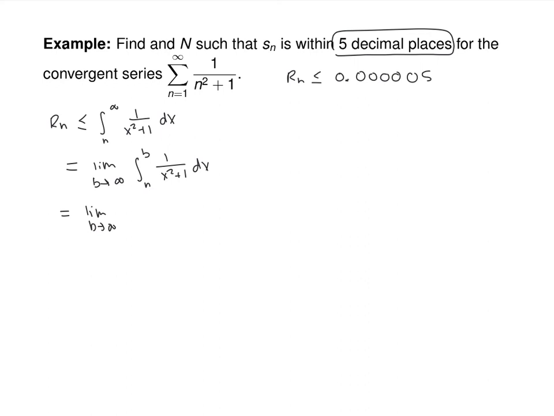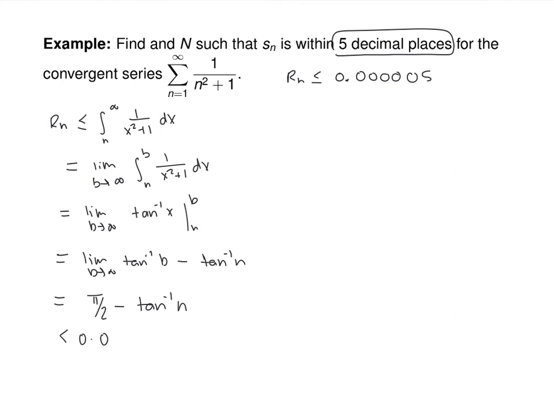The antiderivative of 1 over x squared plus 1 is inverse tangent, evaluated from n to b. So the limit as b goes to infinity, inverse tangent of b minus inverse tangent of n. And as b goes to infinity, inverse tangent of b approaches pi halves. So that's pi halves minus tan inverse of whatever n is. And you need this thing to be less than 0.12345 and then a 5.